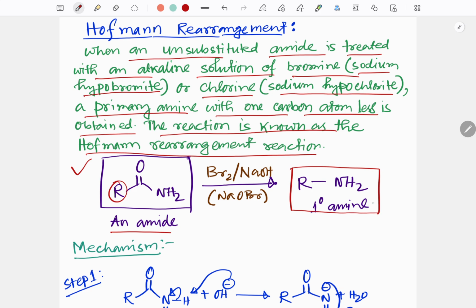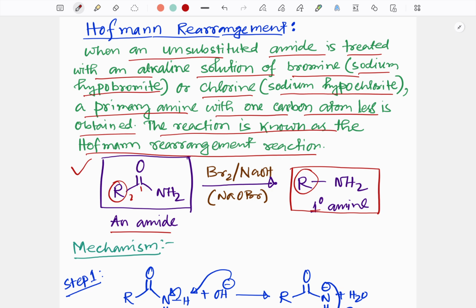1 degree amine compound. Now here you can see in the amide molecule how many carbon centers are there: 1, 2. But once it generates an amine compound, you can see the number of carbon atoms is less with respect to this amide. So this particular reaction is known as the Hofmann rearrangement reaction.